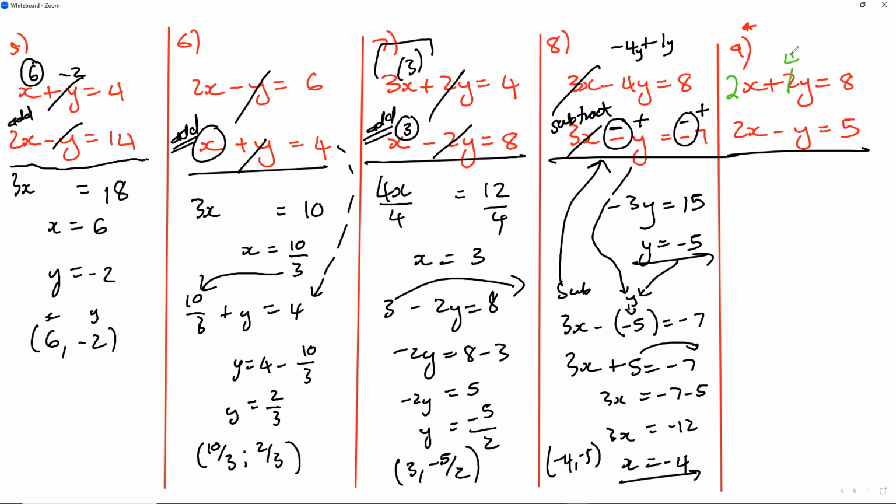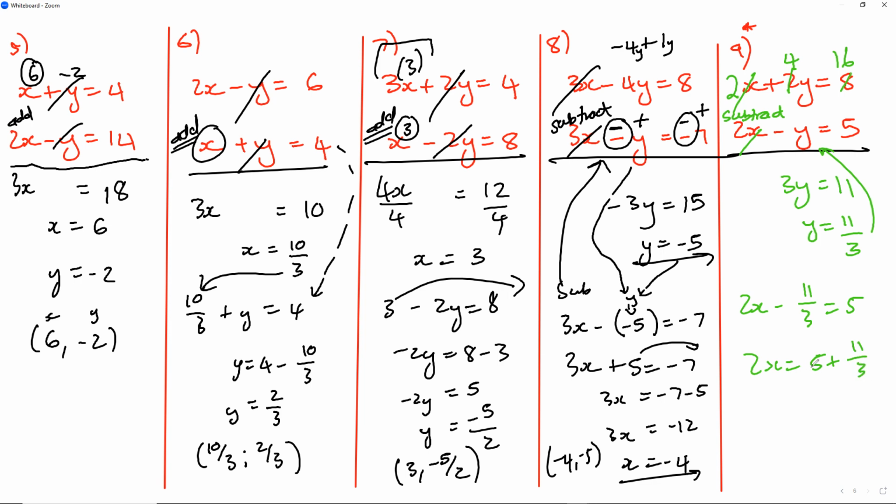So I multiply by 2, this becomes 4, this becomes 16, and now we subtract. 2x minus 2x is going to become 0, and 4y minus y will become 3y. 16 minus 5 will be 11, so y will equal 11 over 3. I'm now going to substitute it in there. It's going to become 2x minus 11 over 3 equals 5. 2x equals 5 plus 11 over 3. That's 15 plus 11 is 26 over 3. Divide by 2, so x equals 26 over 6, which is 13 over 3. So 13 over 3 and 11 over 3, final answer there.